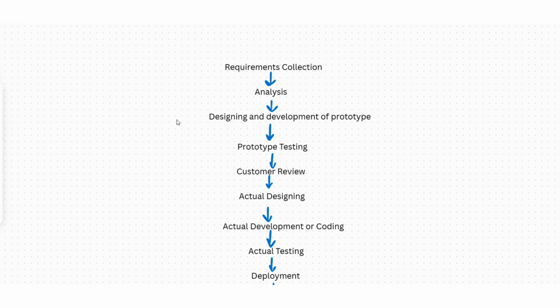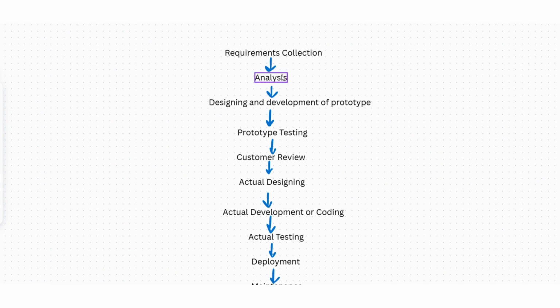And the next stage is the analysis. In the analysis stage, as we have studied earlier, the company checks: do we have the required tools? Do we have the required team members? Do we have the required budget? Based on this, the company decides whether to take the project or to reject the project. That means the main decision to accept or reject the project happens in the analysis phase.